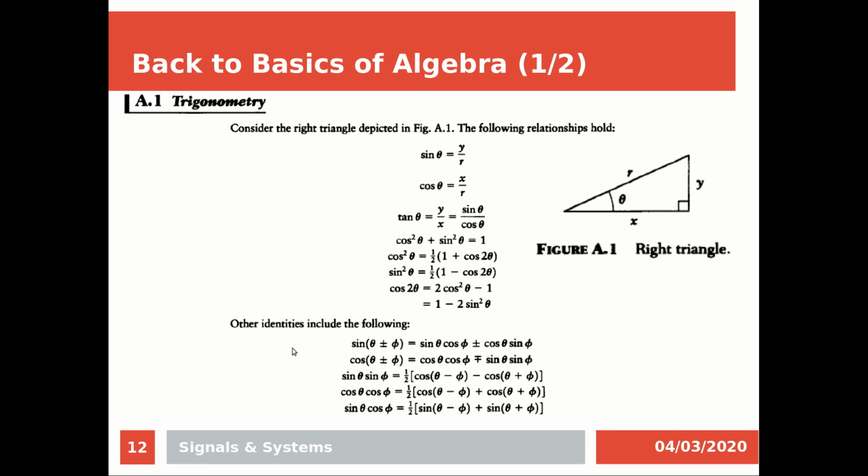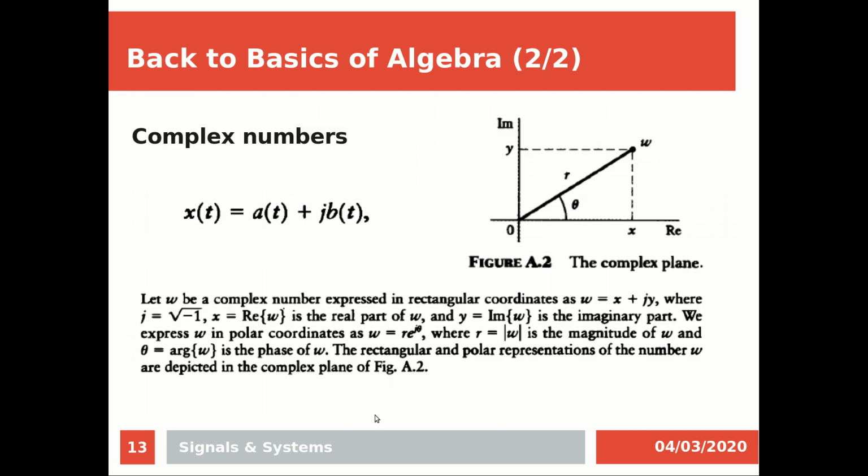And these are the other identities for the summation or subtraction of two different angles, and this is the multiplication of two different angles: sine cosine, sine cosine. So just have a review.